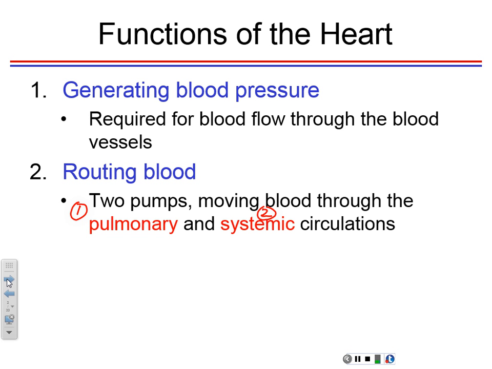So the sequence of contraction is that the atria, both left and right, will contract at the same time, and the ventricles, both left and right, will contract at the same time. So that blood is constantly being pumped like this to the lungs, to the body, and back to the lungs, to the body, and back. And those circulations are simultaneous.